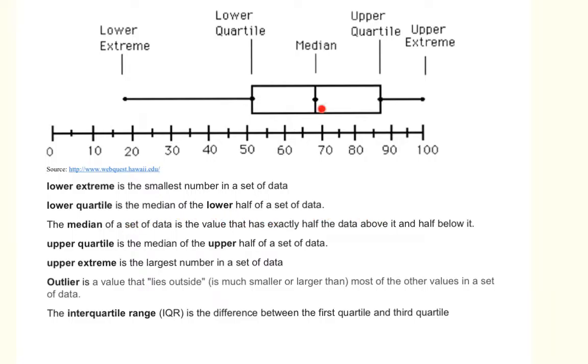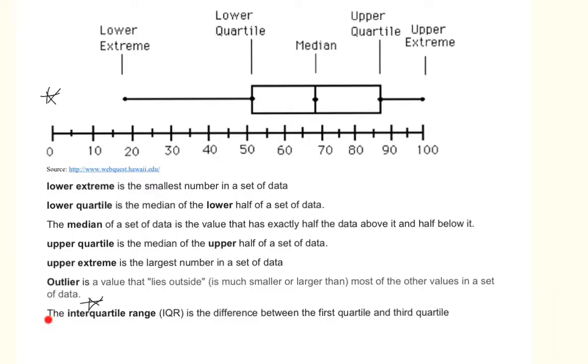The box then goes and ends at the upper quartile, and the upper quartile is the median of the upper half of the set of data. And then you have another whisker that extends from there and ends at the upper extreme, and it is the largest number of a set of data. You can also have outliers. This example here doesn't have an outlier, but an outlier is shown by an asterisk on the graph. So if you had an asterisk down here, that would be your outlier.